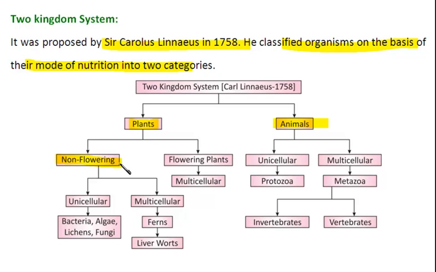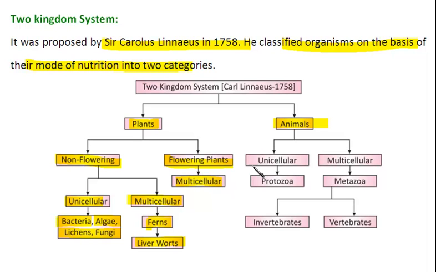They could be non-flowering plants, or flowering plants. Non-flowering plants can be unicellular or multicellular. Unicellular ones are like bacteria, of course the cyanobacteria, then the algae, lichens, and some fungi. Whereas multicellular non-flowering plants like ferns, liverworts, or mosses form the multicellular category, right? On the other hand, the flowering plants are always multicellular. The higher plants come in this category.